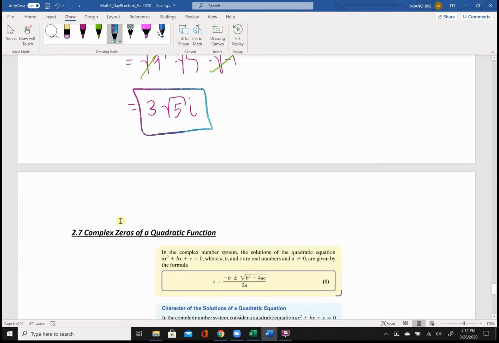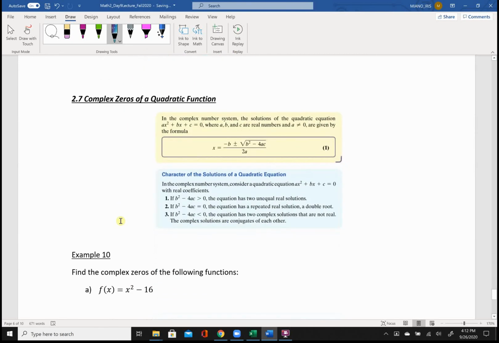Okay, almost done here, folks. Yes, we have one last section to cover, but it's real quick.